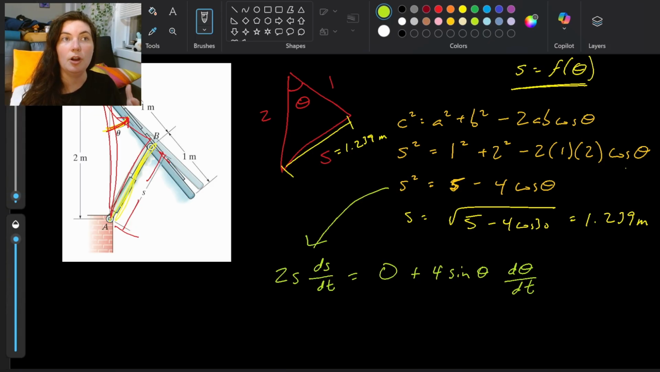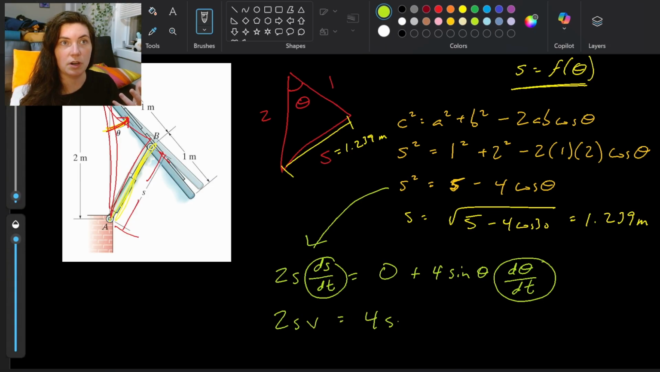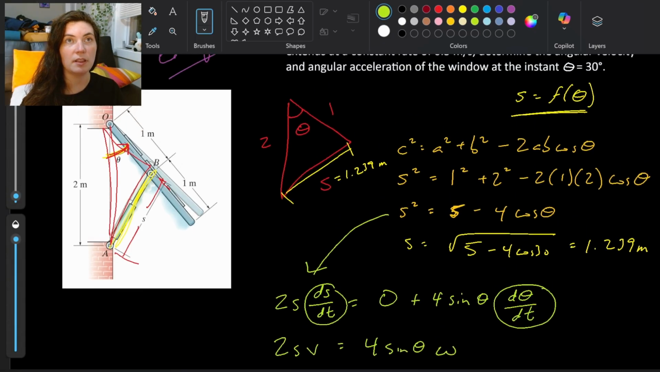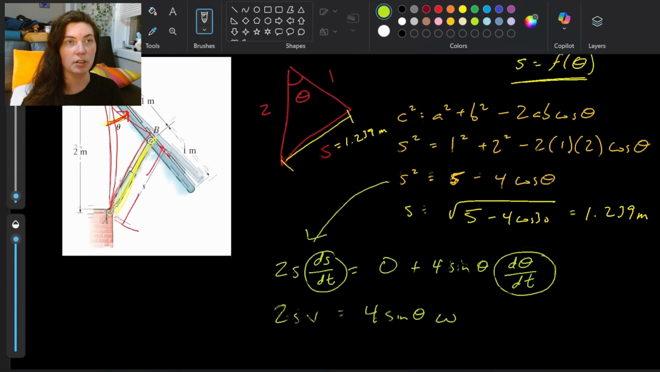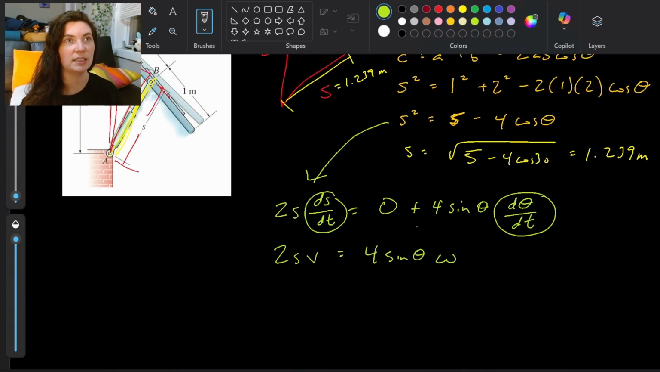Which is great because I know some of these implicit differentiation terms from this derivative. ds dt means something to me. That's just velocity. So I have 2 times s times velocity equals 4 sine theta times d theta dt. That's another one that is known. My d theta dt is just omega, our angular velocity. And that's one of the things we're trying to find. We were trying to determine our angular velocity, so this is how we find it.